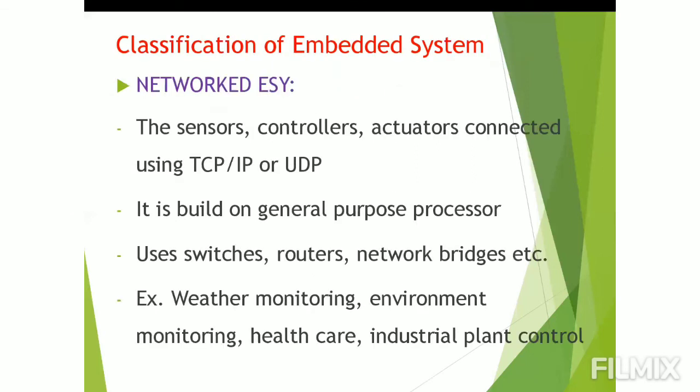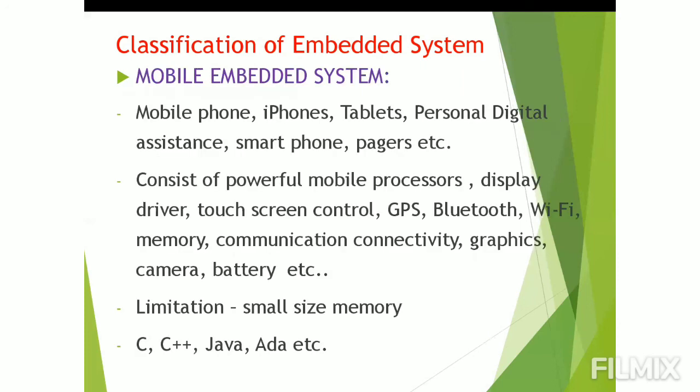The next embedded system is network embedded system. Now we will discuss what is network embedded system. The sensors, controllers, actuators are connected using TCP/IP or UDP protocol. It is built on general purpose processor. It uses switches, routers, networks, bridges. For example, weather monitoring system, environmental monitoring system, healthcare, and industrial plant control, we can use network embedded system.